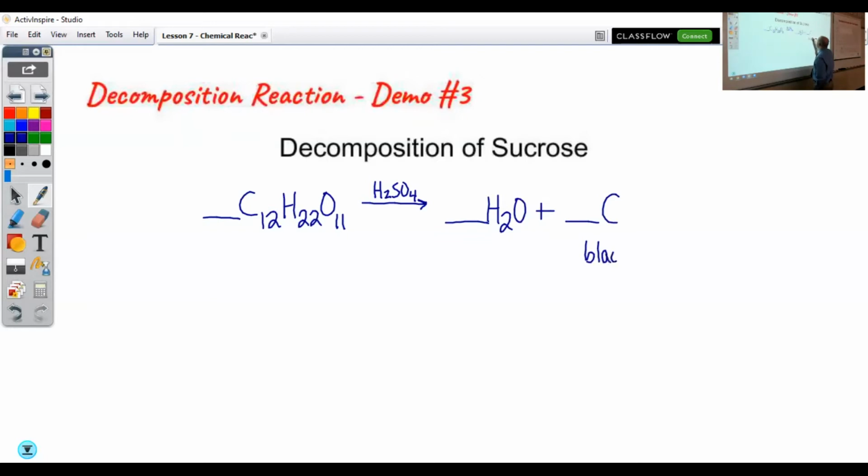And that was the black solid that formed as a result of this decomposition. If you notice, the ratio of hydrogen to oxygen in sucrose is the same 2-to-1 ratio that you see in water. And in fact, we're getting 11 water molecules from the decomposition of every sucrose molecule. We're also getting 12 carbon atoms, which are what are making up that black solid that formed. Let's take a look at another demonstration.